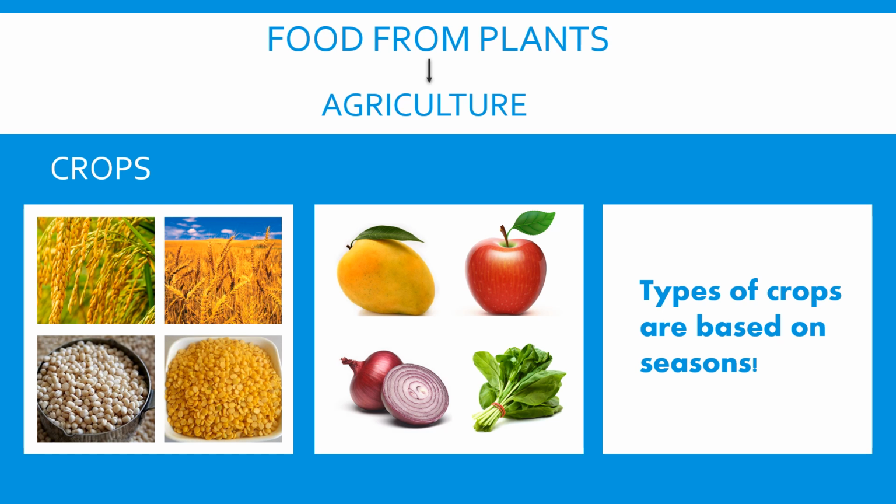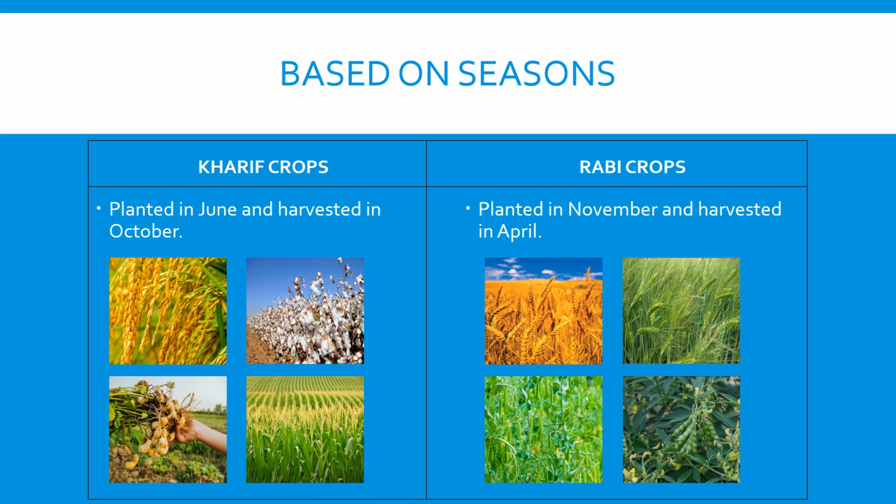See now, there are crops based on seasons also. Types of crops are based on seasons. Let's learn about them. Based on seasons, there are kharif crops and rabi crops. What's the difference between kharif and rabi crops?